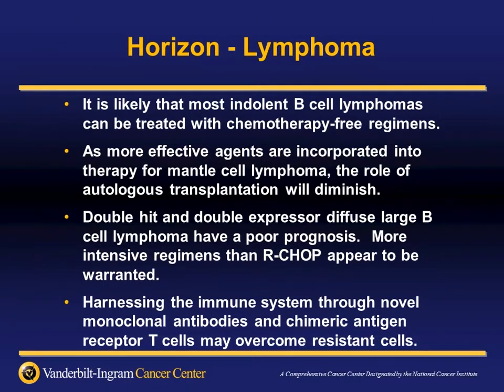So on the horizon, it is likely that most B-cell lymphomas can be treated with chemotherapy-free regimens. As more effective agents are incorporated into therapy for mantle cell lymphoma, the role of autologous transplantation will likely diminish. Double hit and double expressor diffuse large B-cell lymphoma have a poor prognosis. More intensive regimens than R-CHOP appear to be warranted. And harnessing the immune system through novel monoclonal antibodies and chimeric antigen receptor T cells may overcome resistant cells.